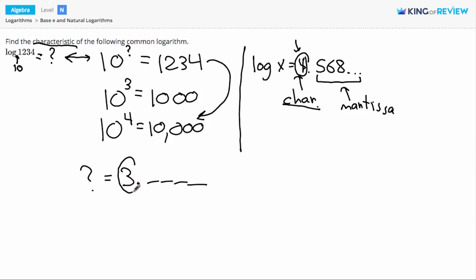And since the characteristic is the integer at the beginning, before a decimal point in a log, that means 3 is our answer. 3 is the characteristic of this logarithm.